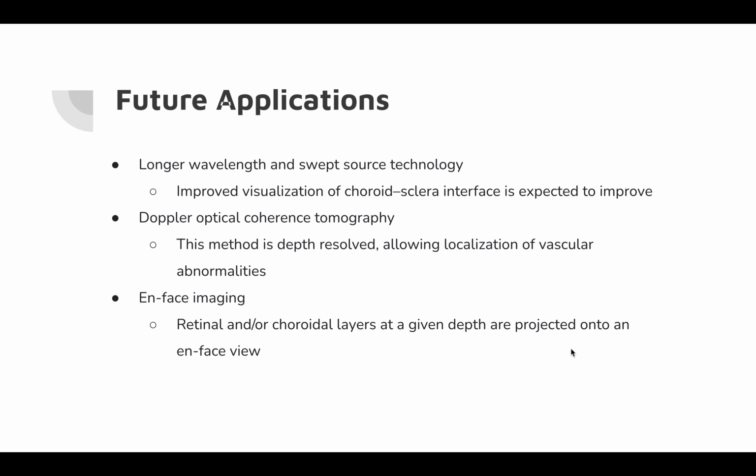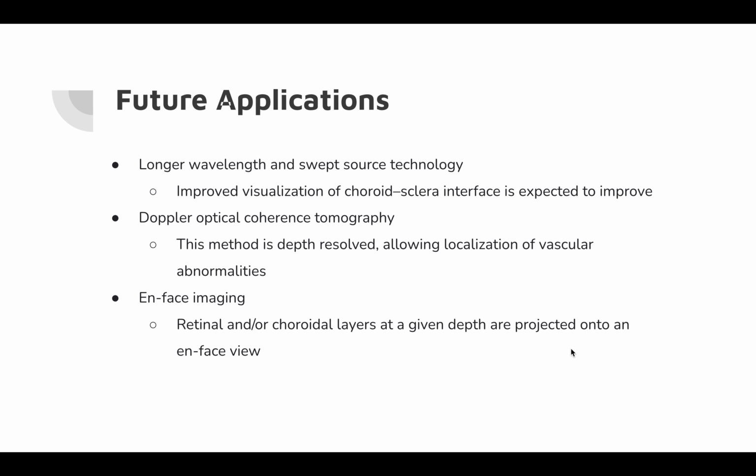There is still room for improvements in OCT, so let's talk about future directions. As technology improves, it is expected that swept source OCT will become even more powerful, particularly by the use of longer wavelength light to reduce attenuation and scattering, and provide better resolved images of the choroid-sclera interface, which is important for imaging diseases such as central serous chorioretinopathy, because it is associated with thicker than normal choroid.